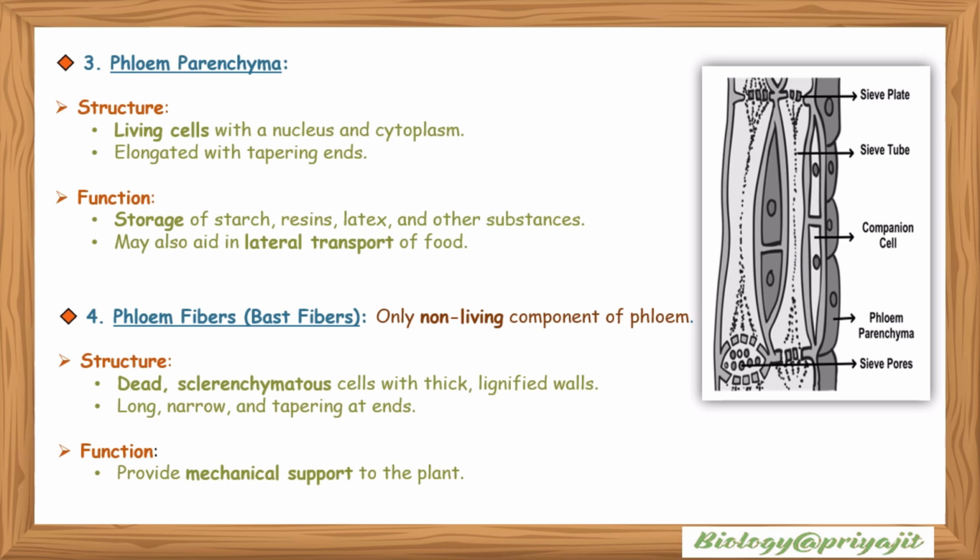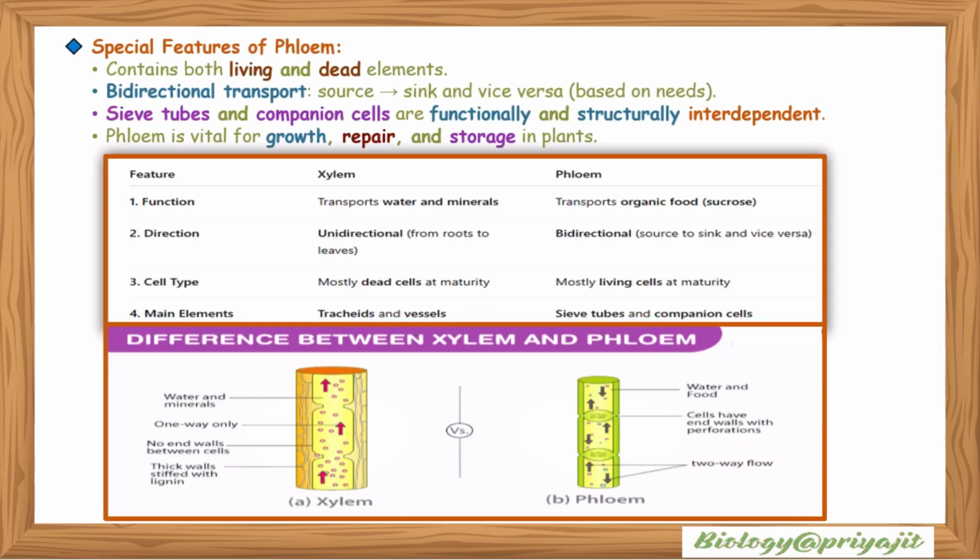Phloem fibers, or bast fibers, are the only non-living component of phloem. Structurally, they are sclerenchyma cells with thick lignified walls. They are long, narrow and tapering at the ends. They provide mechanical support to the plant.